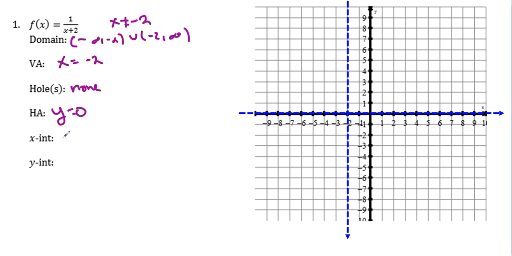X-intercept, not happening, so we don't have one. Y-intercept we do, and if we put a 0 in for that, we get 1/2. 0 and 1/2. I'm going to go ahead and plot that point right there.